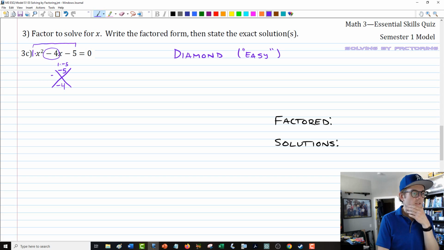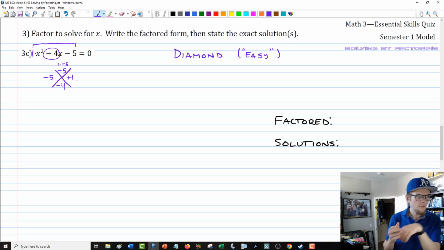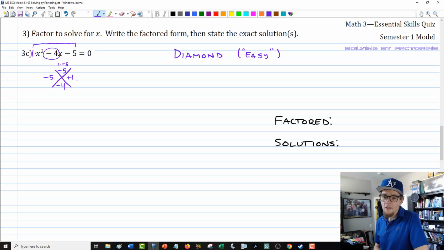Well, I can see that pretty fast. I'm thinking 5 and 1 are going to combine effectively, because 5 times 1 is 5, but then 5 plus 1 doesn't equal 4. So instead, we need to think about where the negative signs might go. And I'm thinking, since we need them to add up to a negative, we'll go -5 and +1. So let's see if that's true. -5 times +1 is equal to -5, and -5 plus 1 is equal to -4. Chef's kiss. So we got it.